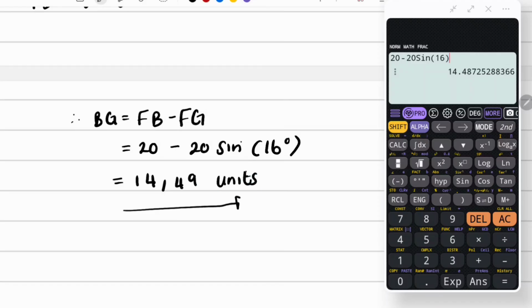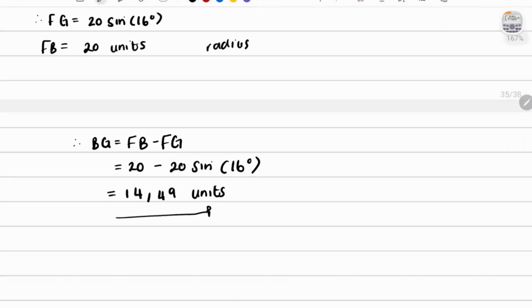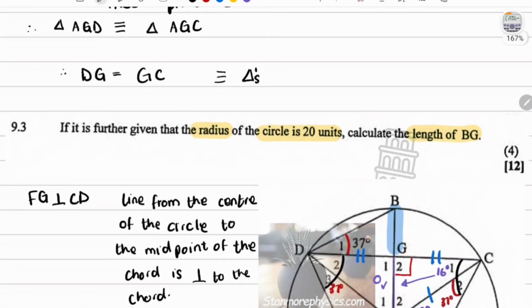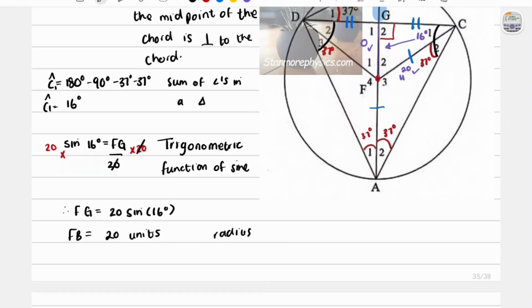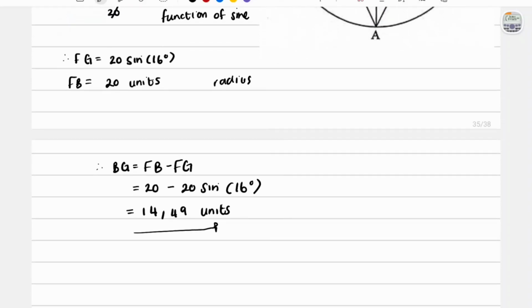And that's my answer there. They don't say anything else about rounding off, so that's going to be our answer. Okay, so that is it for question 9. And then we finally move on to question 10.